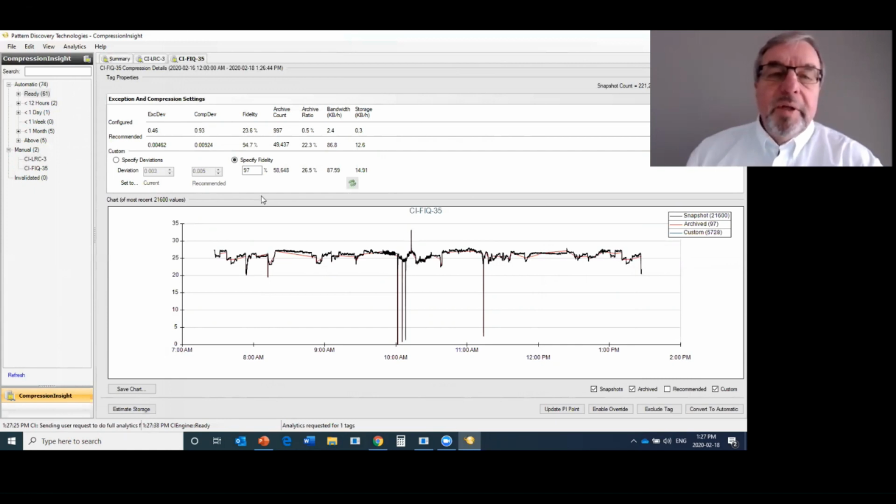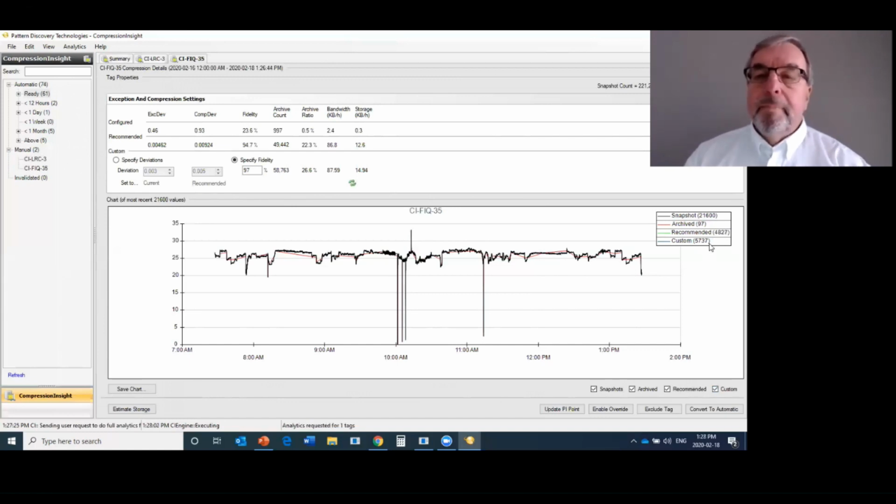Yeah. So click on recommended down there. Now let's see what the difference is. You would have recommended 4,828 points. And yes, by saying, hey, we want to get a little better, we want to get to 97% fidelity, you'll get about 910 more points. Yep. And so you can see what your specification deviations go to. They go to 0.003 and 0.005.